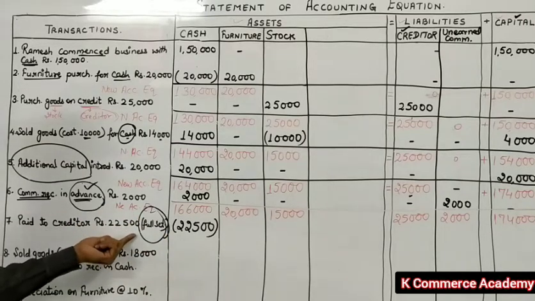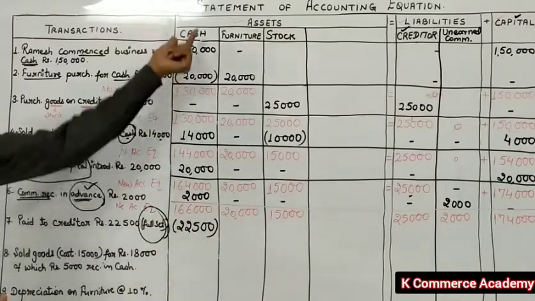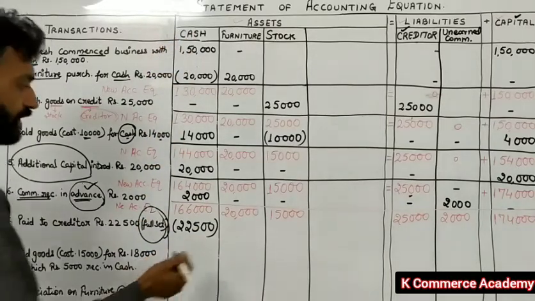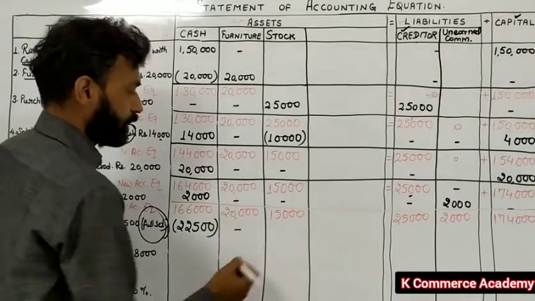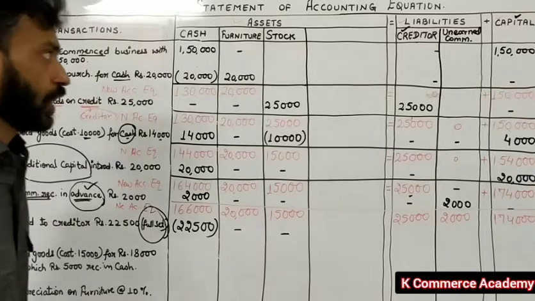Rupees 22,500 has outflowed from the business. Therefore, we have deducted it from the column of cash, rupees 22,500. There will not be any change in furniture. There will not be any change in stock. No change in furniture, no change in stock.